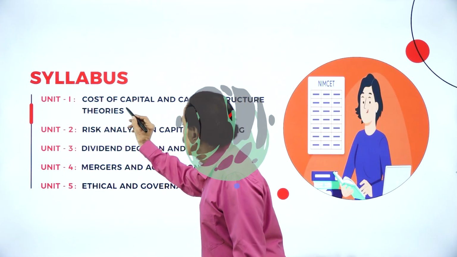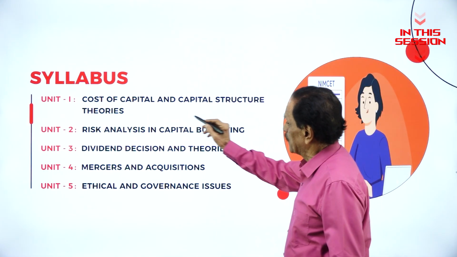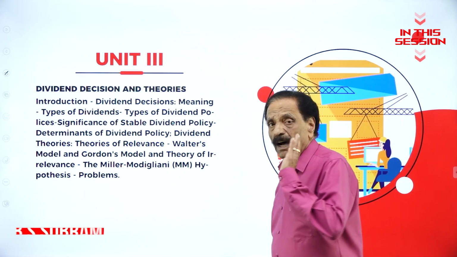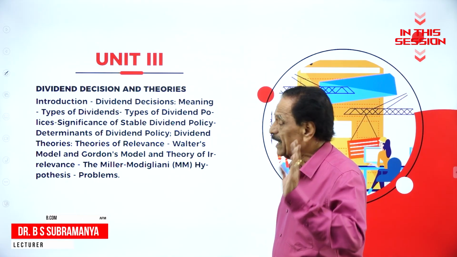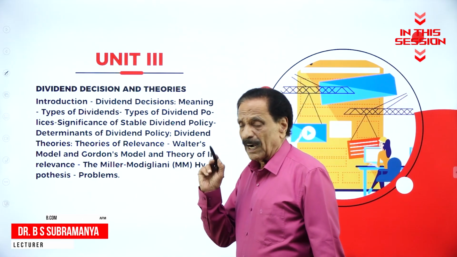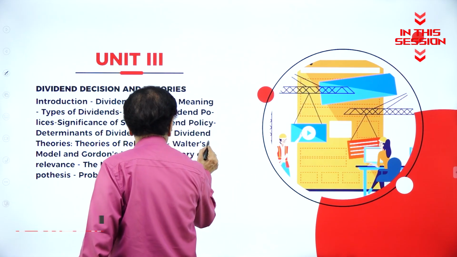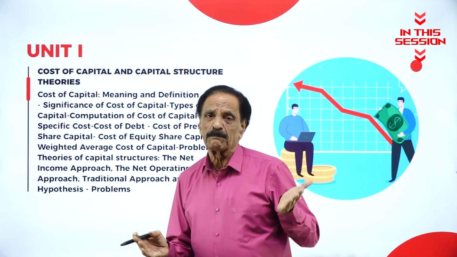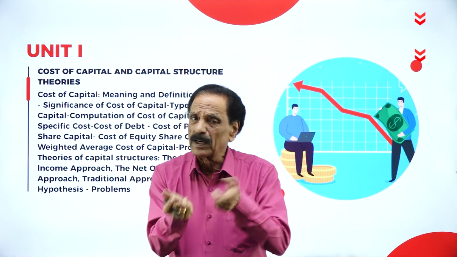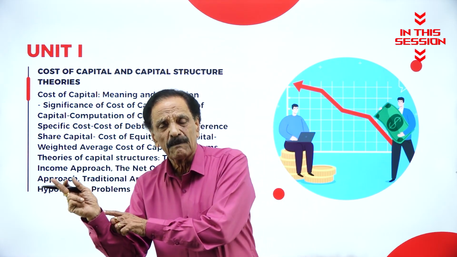Unit 1, Cost of Capital and Capital Structure Theories. We are going to calculate the dividend under Walters model, under Gordon model. This is very important. The most important thing in a company: there are two types of share. One is called equity share, one is called preference share.